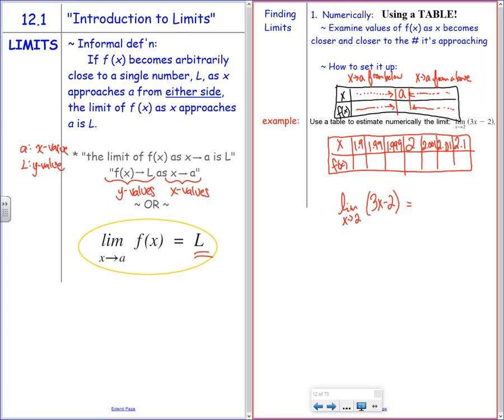Ready? Go. Type in 1.9. Type in 1.99. Type in 1.999. If you want to go super crazy, see how many 9s you can fit before the calculator says, I can't do it, I'll round it. We don't want it to be rounded.